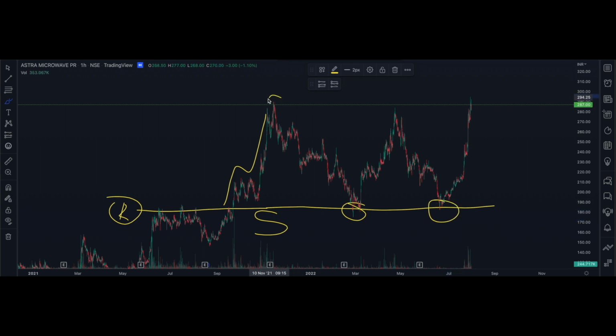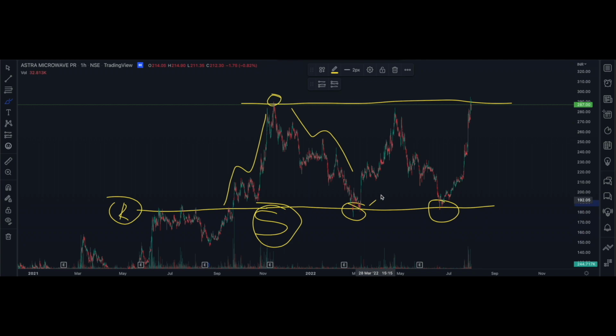Now when a new resistance level is formed, we will not know where the new resistance is, right? We will just wait. Once the resistance is created and the stock price starts coming down, we will mark the resistance level and keep it. We have identified the support here. We have marked this level.